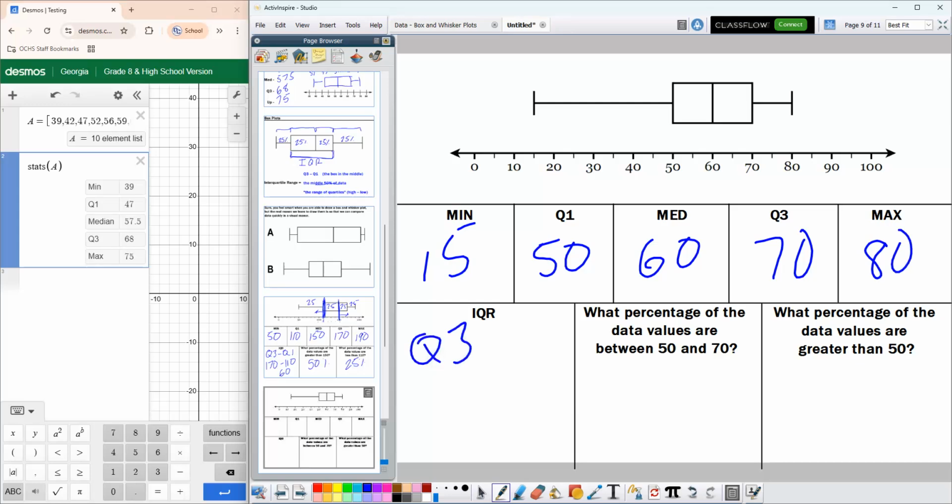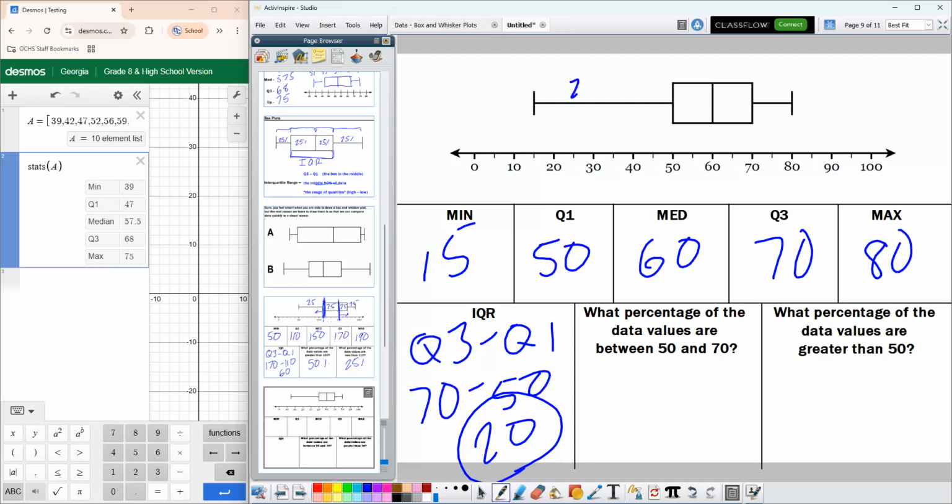The IQR is Q3 minus Q1. 70 minus 50 is 20. That is your interquartile range. Percentage of data between 50 and 70. Remember, there's 25% right there. There's 25% right there. Sorry, my handwriting's awful. 25% in each of those. Those don't look like 2s, but they are. I promise. That didn't help at all.